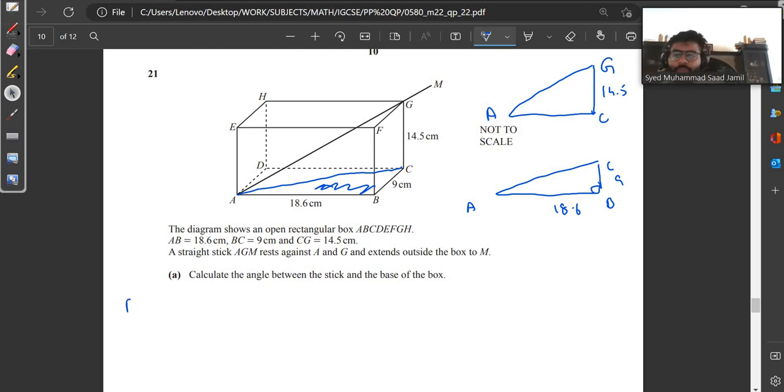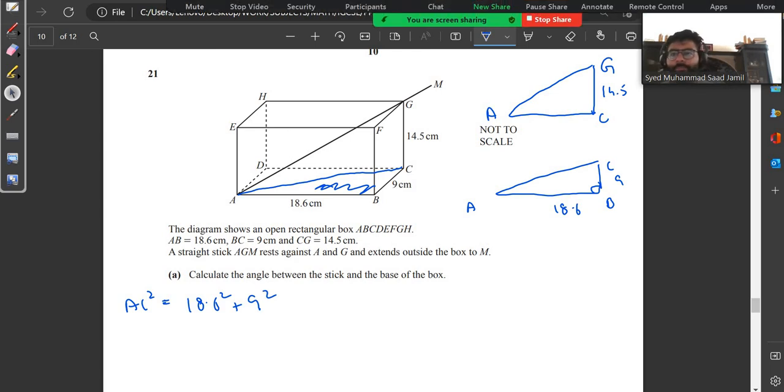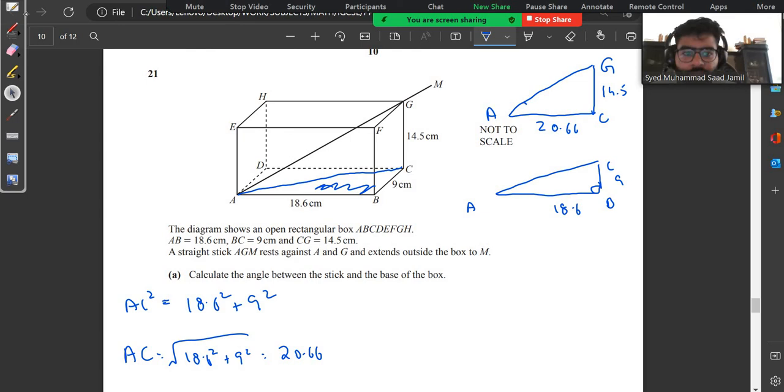So AC squared is equal to 18.6 squared plus 9 squared. So AC is equal to under root 18.6 squared plus 9 squared. So that becomes 20.66. Now since we have the value of AC, 20.66, we can easily find this angle.